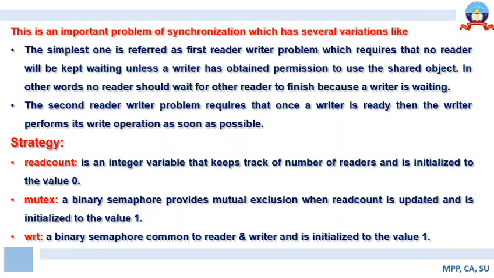Now WRT is a binary semaphore common to both reader and writer and is initialized to value 1. So these are the three variables that are used in the reader-writer problem. We'll learn about the purpose of these three variables in greater detail when we learn the description of the process in a detailed manner.